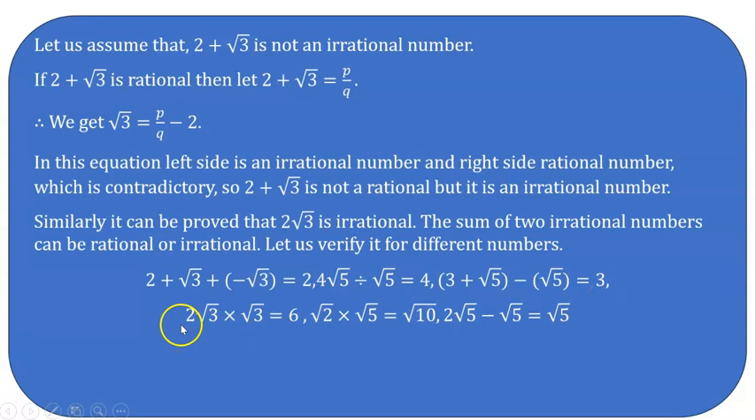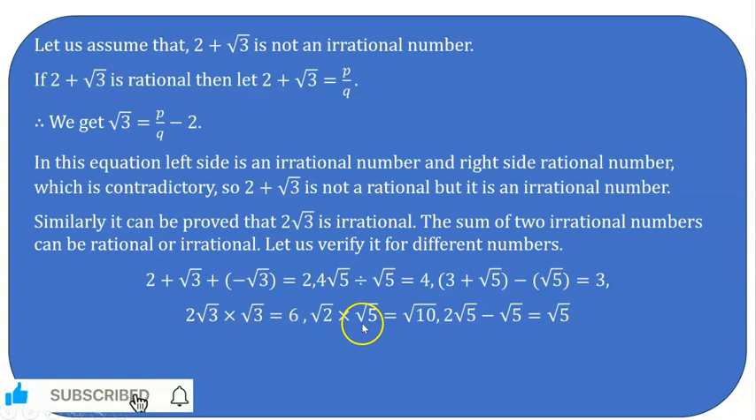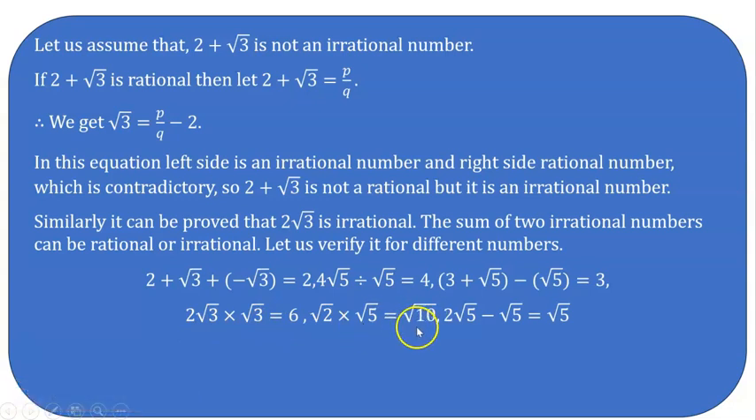Now next, multiplication of irrational numbers. Here 2 root 3 into root 3: root 3 into root 3 is 3, and 3 into 2 is 6. Next, root 2 into root 5 gives root 10, again an irrational number. So this multiplication of irrational numbers is rational, and this multiplication of irrational numbers is irrational.